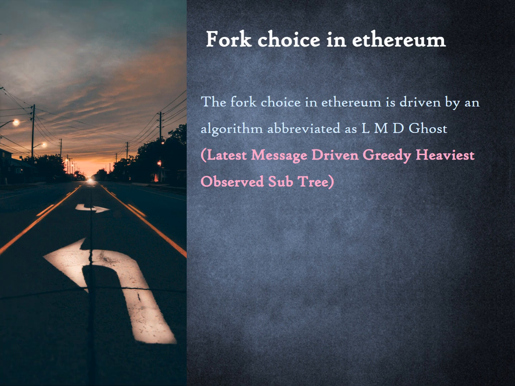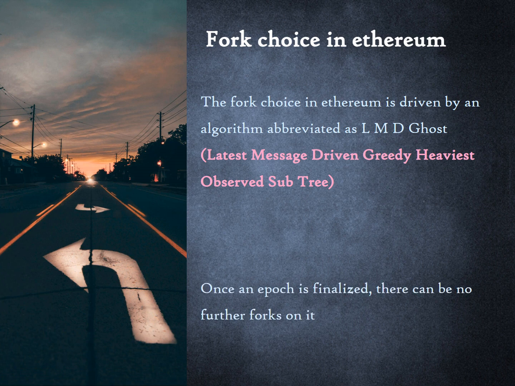The fork choice in Ethereum is driven by an algorithm abbreviated as LMD GHOST. It stands for latest message driven greedy heaviest observed subtree. The highest vote rule that I mentioned earlier is a simplification of the actual algorithm, which is outside the scope of this course. One other thing to note is that once an epoch is finalized, there can be no further forks on it. This relates to the concept of settlement finality that we discussed earlier in the lesson.